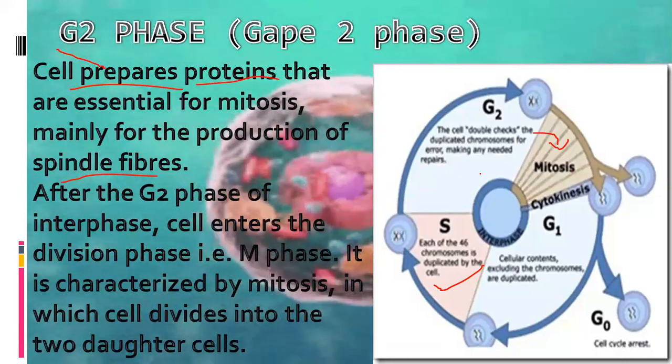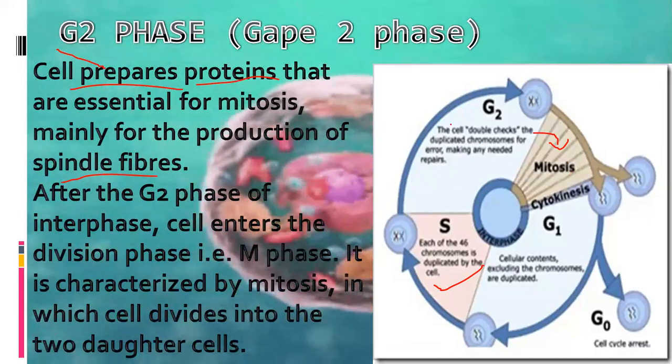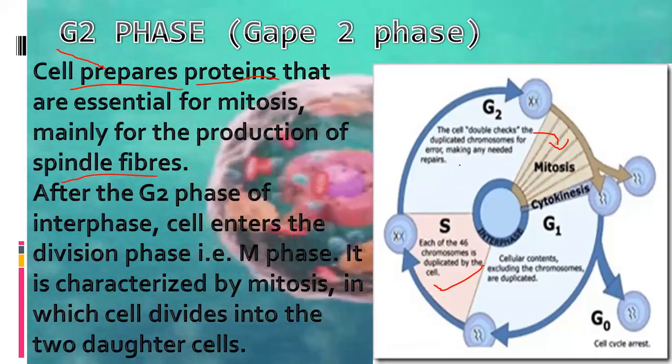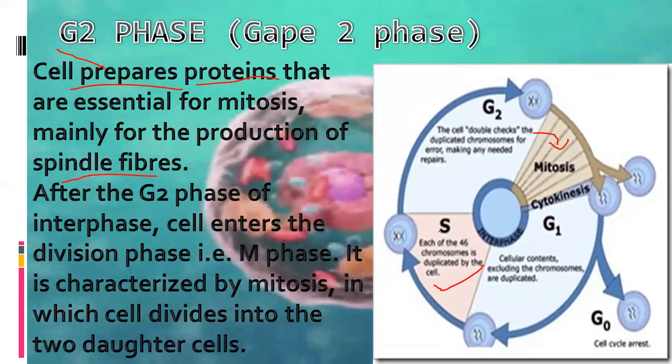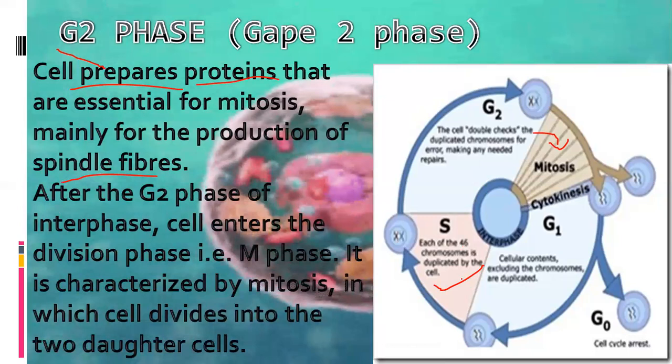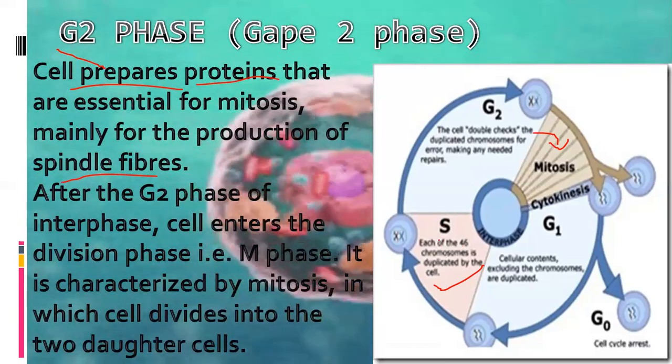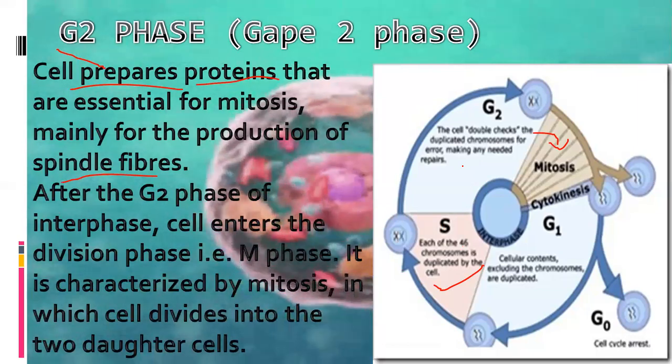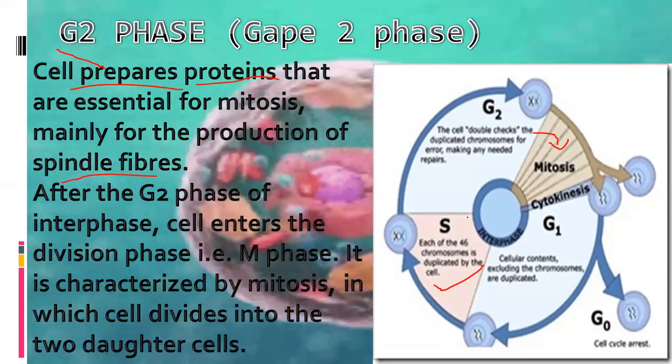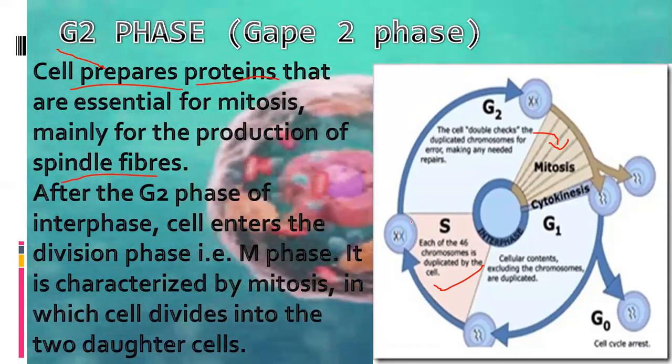Because spindle fibers are also made up of some chemicals, some proteins, so in G2 phase the cell has to prepare those proteins which are required later for the production of spindle fibers. After G2 phase, one more thing here: in this interphase stage, not only are chromosomes duplicated, but all the required organelles are duplicated. For example, centrioles are also duplicated because one centriole has to move to one side of the nucleus.